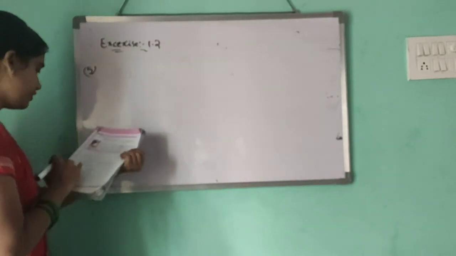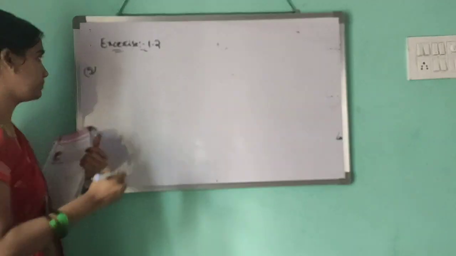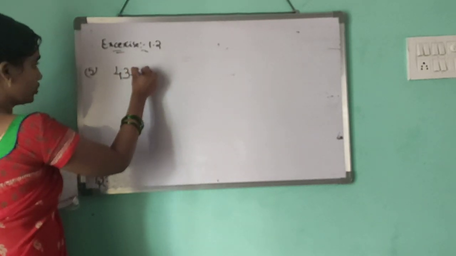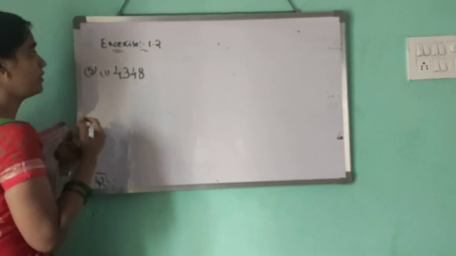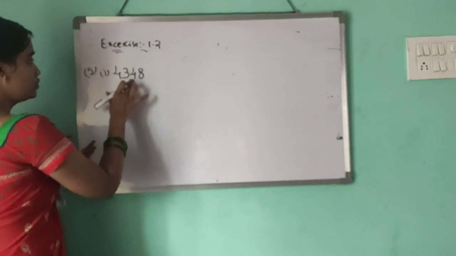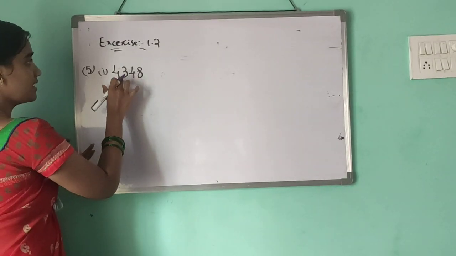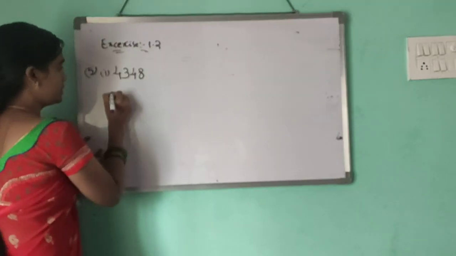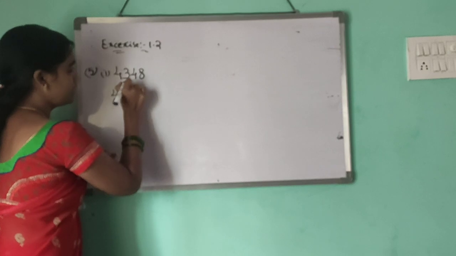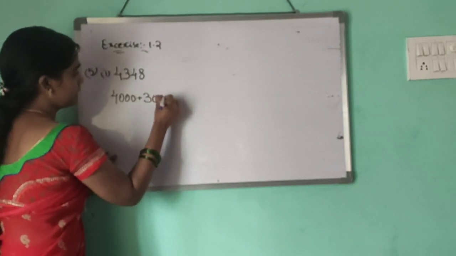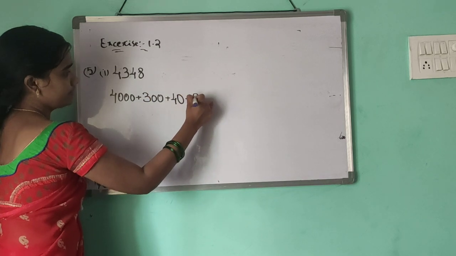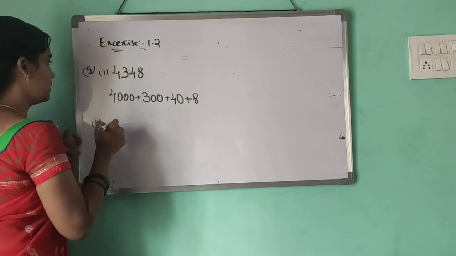Going to fifth one. Write the expanded form of the numbers. Previously you wrote the short form. In this we have to write an expanded form. Here first we have to observe how many digits are given. 1s, 10s, 100s, 1000s. So first one is 4000. Next, 100's place 3, 300. Next 4 is 10's place, 40. 1's place 80. So this is the expanded form of the given number.